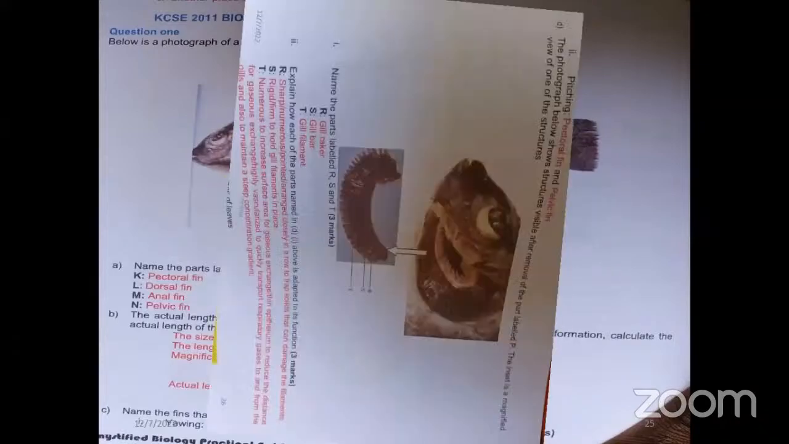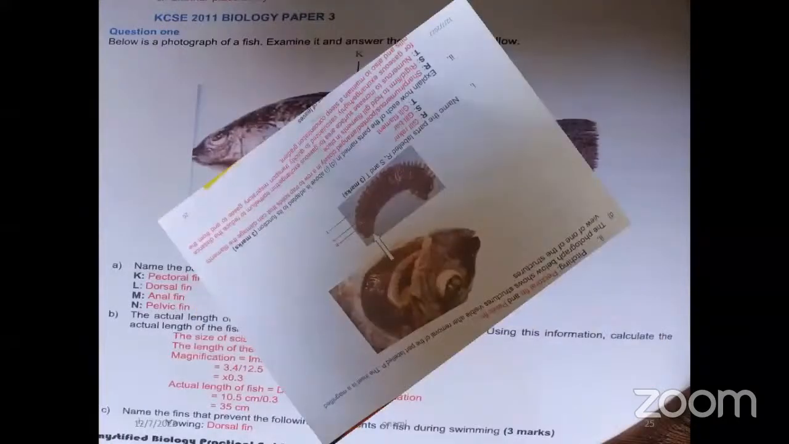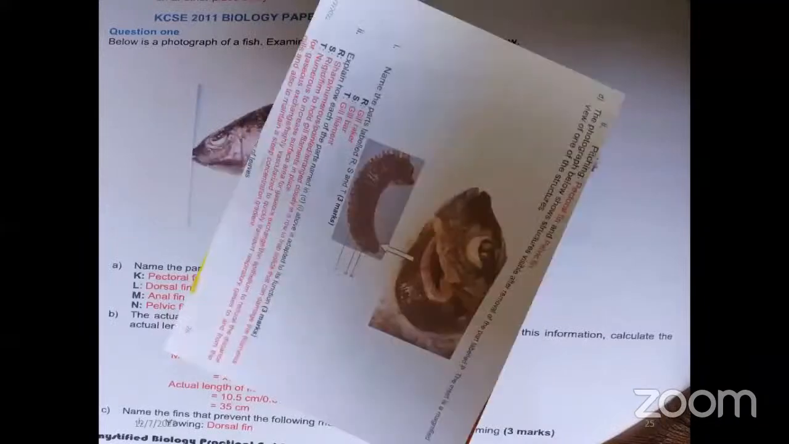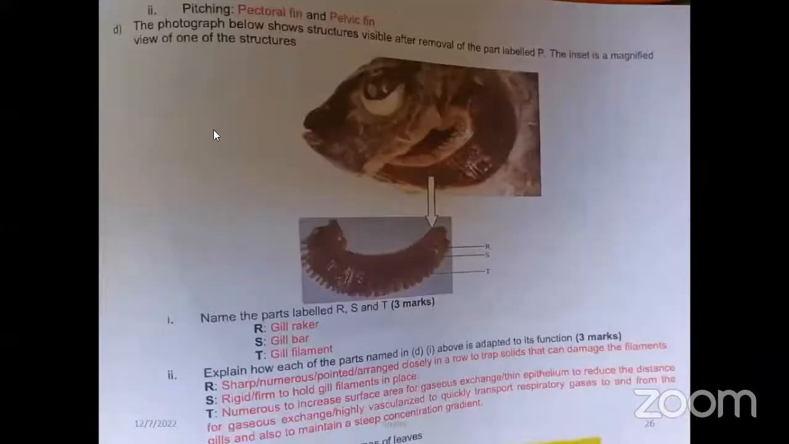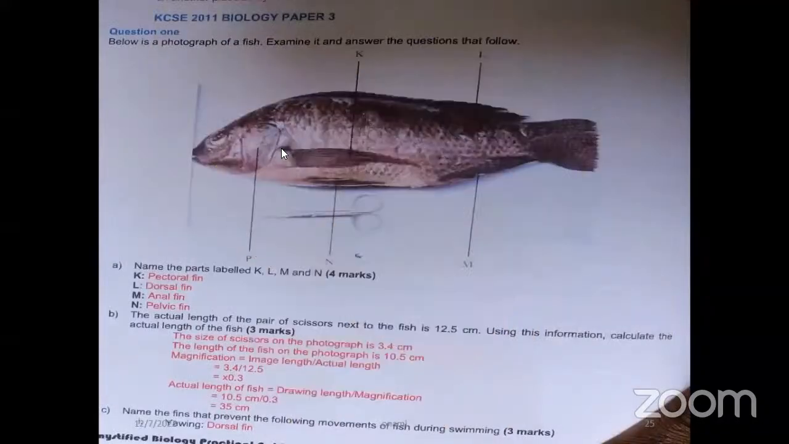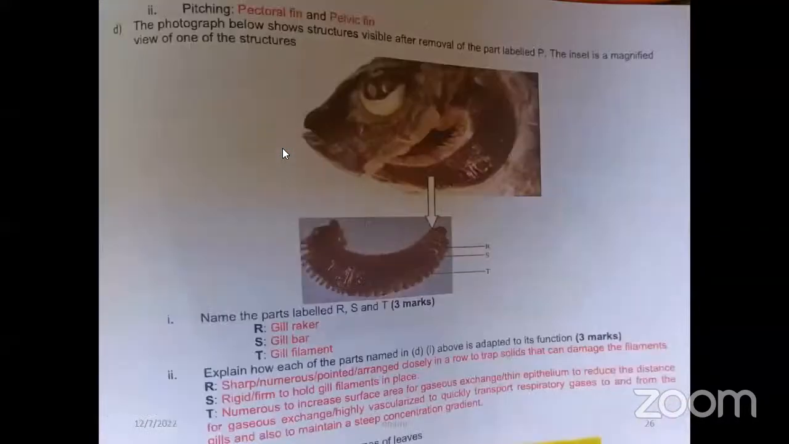So, for example, in 2011, when structure P was extracted, I want you to look at the diagram there of structure P, and the contents inside it. The students were given the photograph. So the photograph below shows structures visible after the removal of the part labeled P. The inset is a magnified view of the structure.